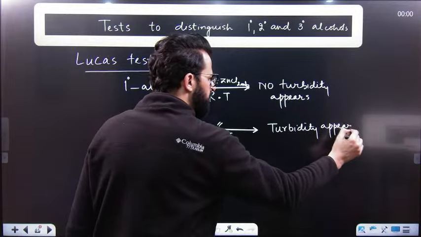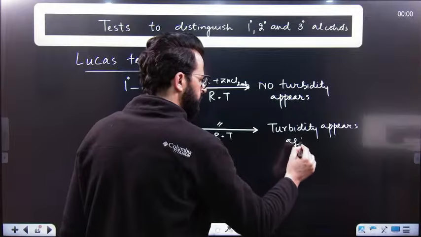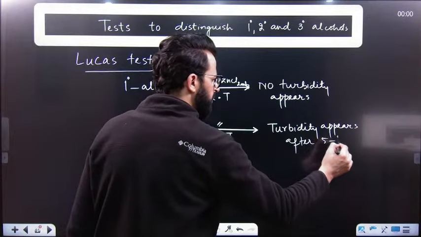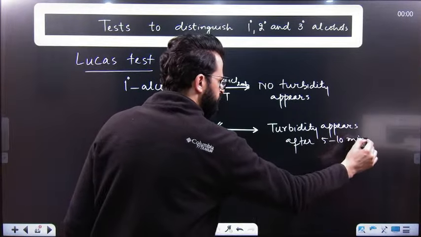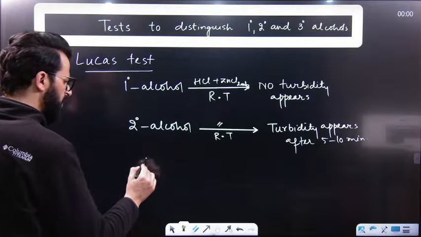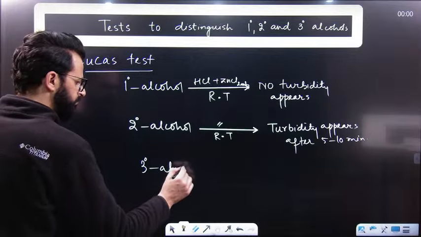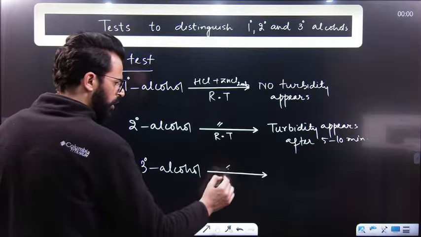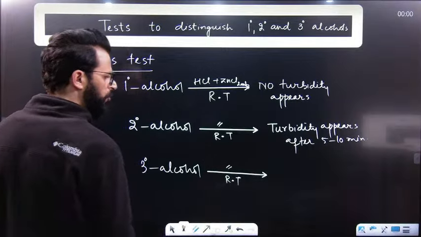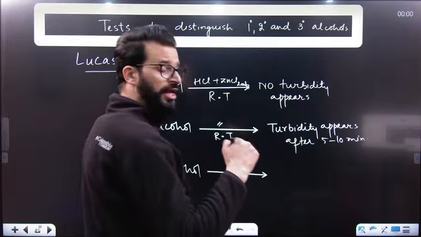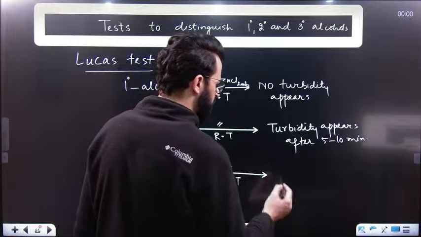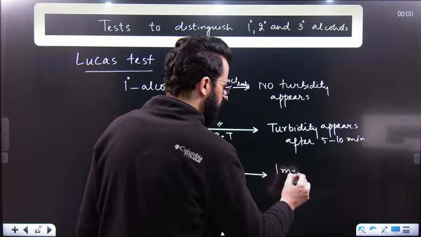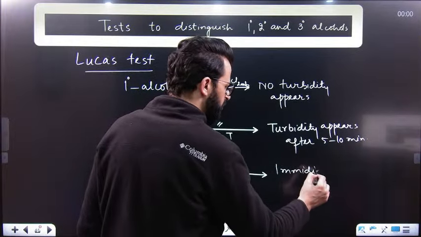But this turbidity appears after 5 to 10 minutes. Remember, if we have a tertiary alcohol and we treat Lucas reagent with tertiary alcohol at room temperature, tertiary alkyl chloride will be formed very immediately, very fast. That means immediate turbidity appears.